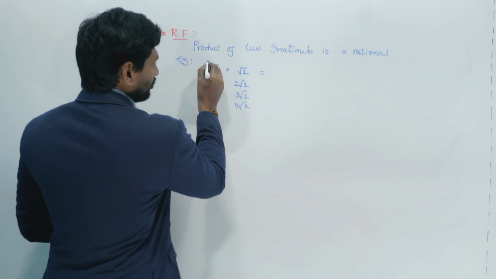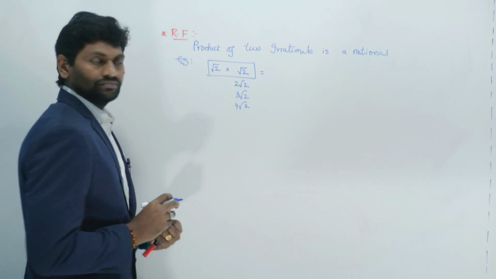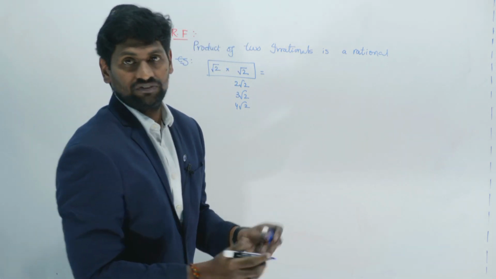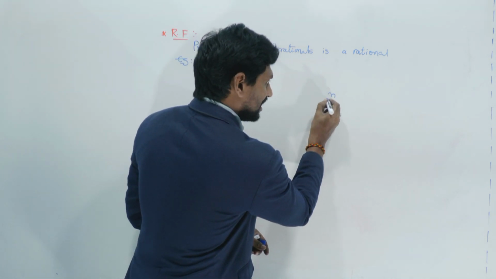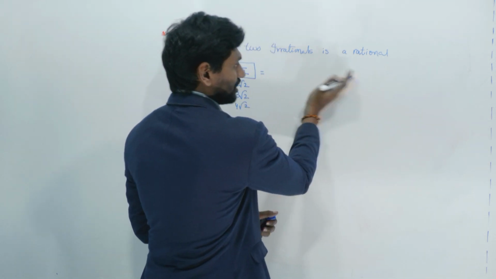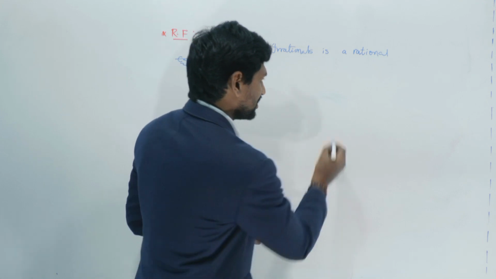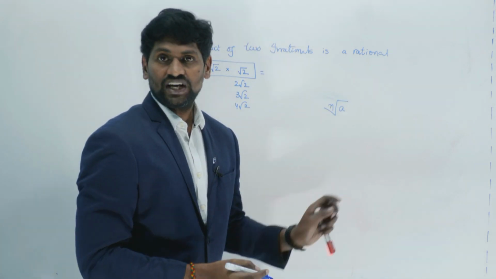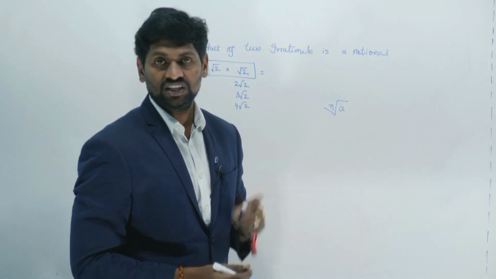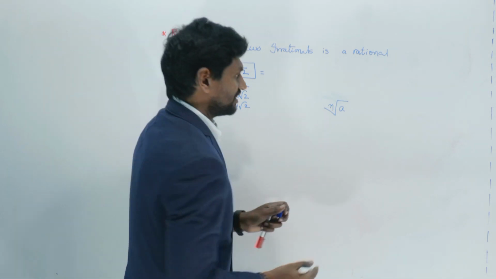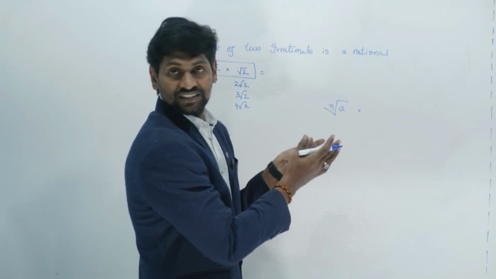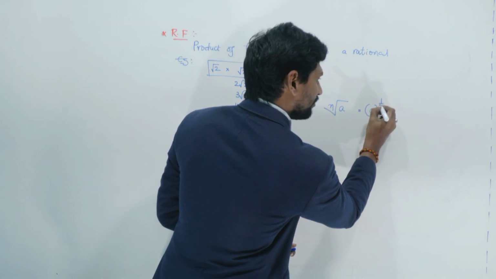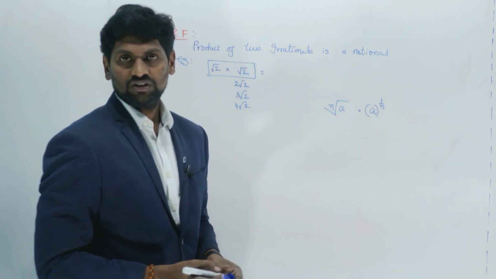Why does root 2 into root 2 become rational? Let us see. When we discussed the surds definition, the surds are in the form of nth root of a, where a is called the radicand, n is called the order of the surd, and the nth root symbol is called the radical sign. While expressing this in exponential form, we write a power 1 by n.